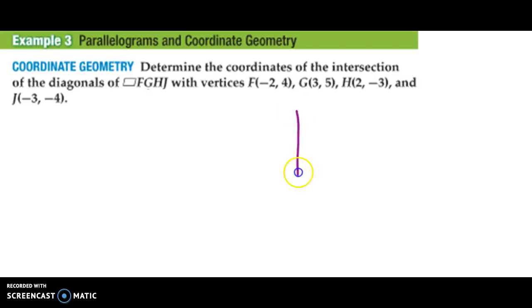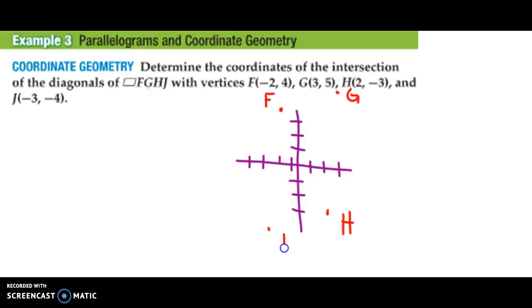So if I drew this right here, and I'll do a rough sketch, essentially F would be at the point -2, 4 right there, that's F, and G would be at 3, 5 up here. Okay, then I'd have H at 2, -3 down here, and I'd have J at -3, -4 down here. Okay, so here's my parallelogram.